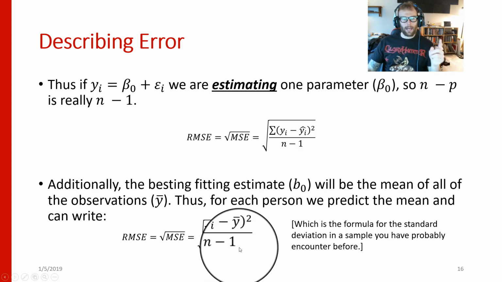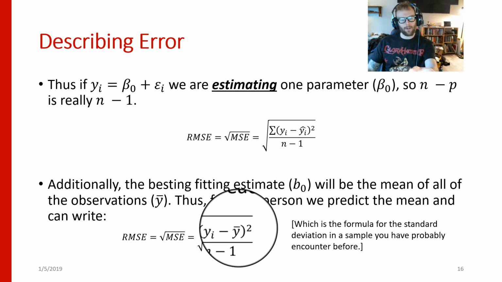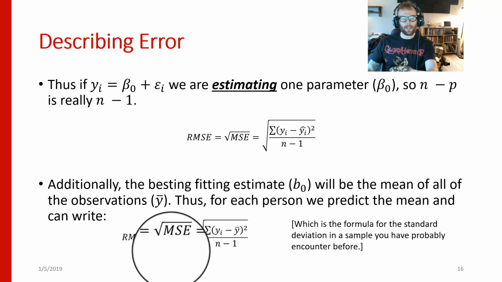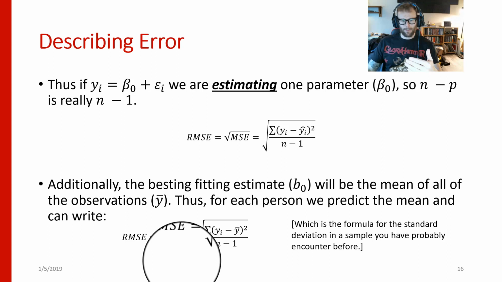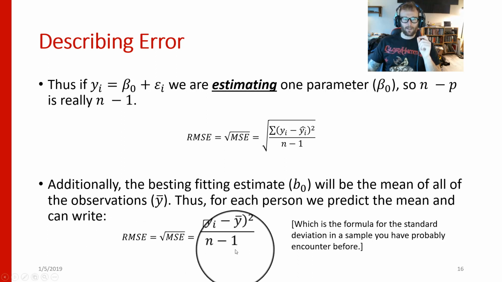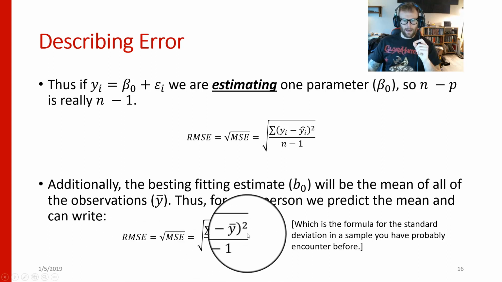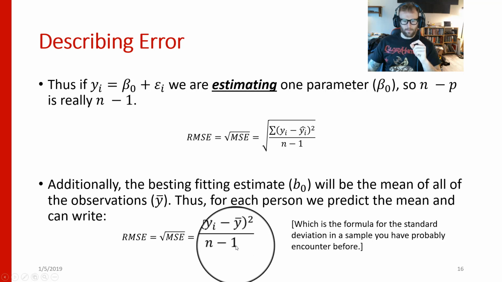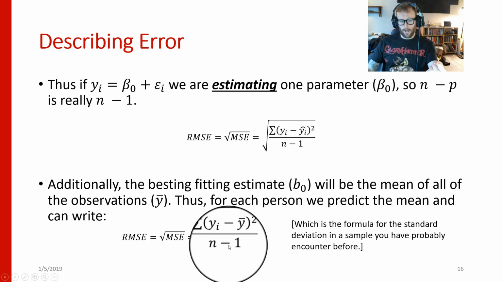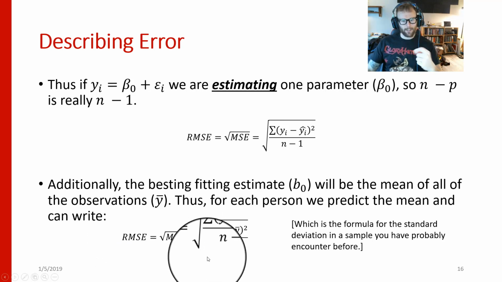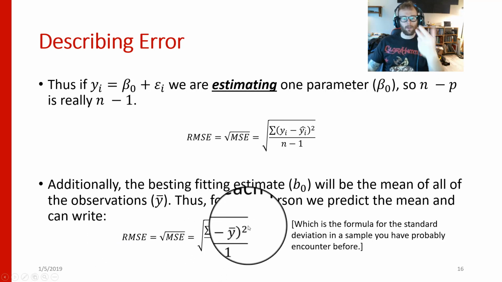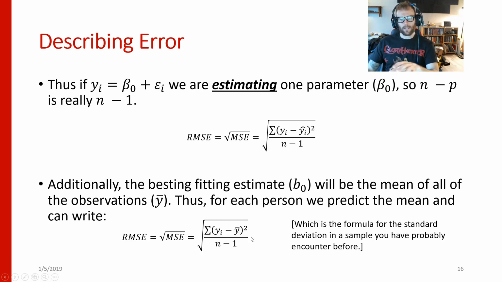We then divide by n minus 1, right? So we have our number of observations minus the one parameter that we're estimating, which is the population mean. We've calculated the sample mean in order to estimate the population mean. So we have n minus 1 in the denominator. We then divide the sum of squared errors by n minus 1. That would give us the mean squared error. If we want the root mean squared error, or the standard deviation, we're going to take the square root of all of that. And this is the formula for the standard deviation that you've probably encountered before.